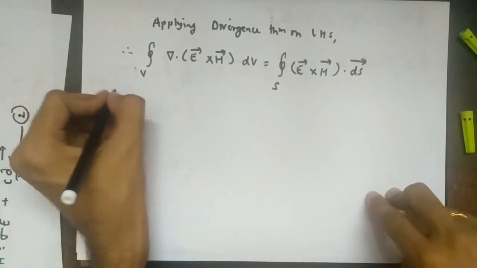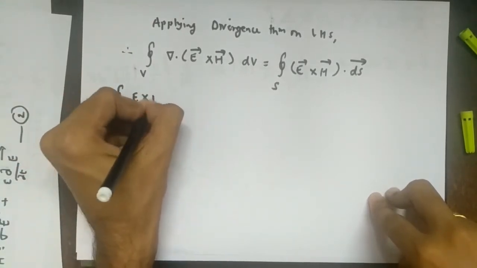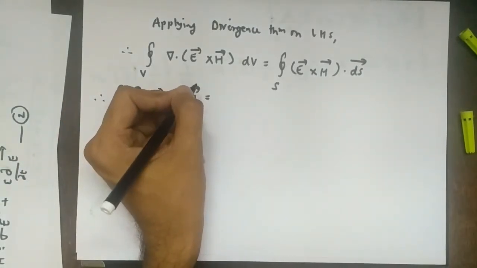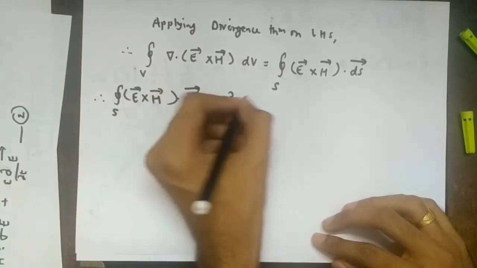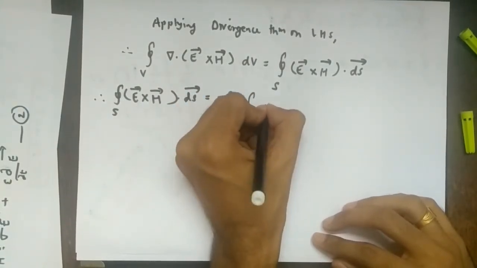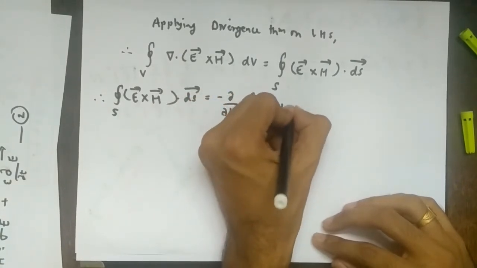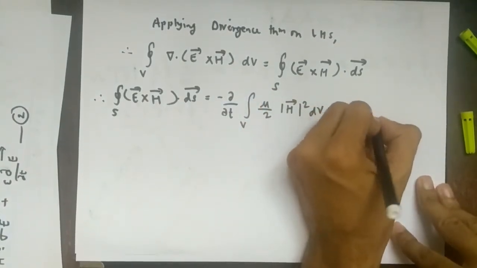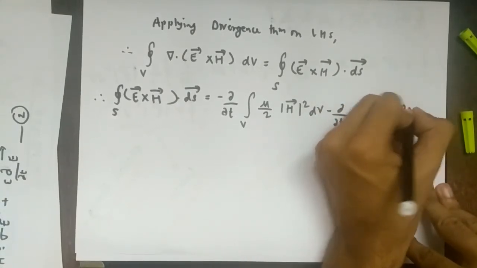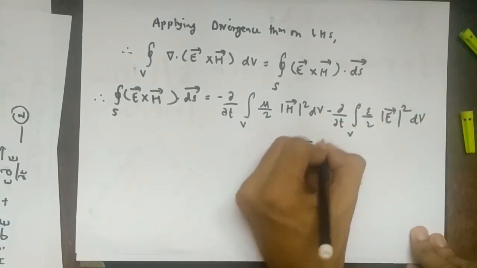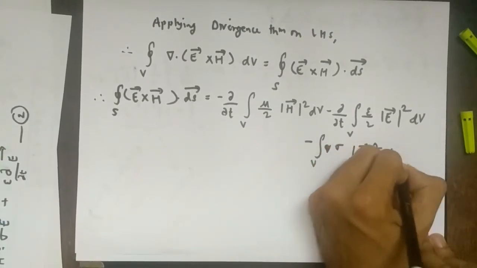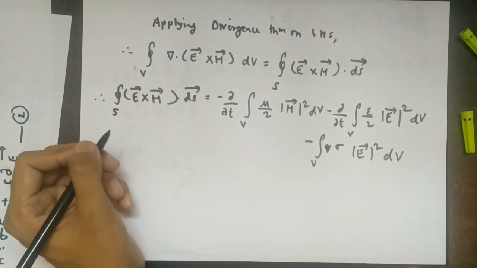So what is our equation again? The closed surface integral of E vector cross H vector dot ds vector is equal to minus ∂ by ∂t volume integral of mu by 2 magnitude of H square dv, minus ∂ by ∂t volume integral of epsilon by 2 magnitude of E square dv, minus volume integral of sigma magnitude of E square dv, right? So this is our equation.